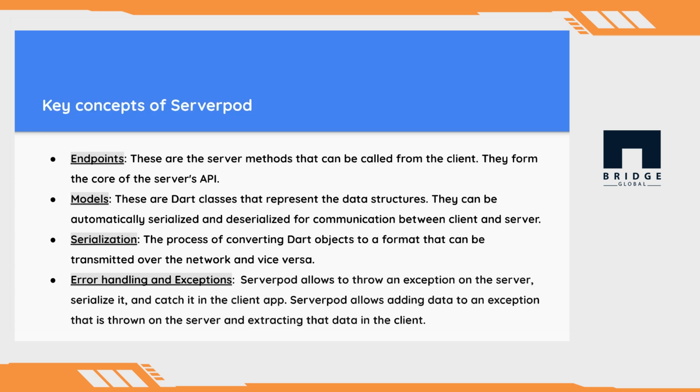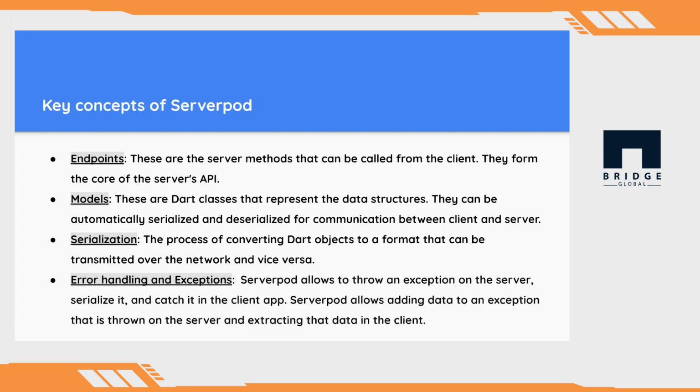And models are Dart classes that represent data structures. They can be automatically serialized and deserialized for communication between client and server. The serialization process is converting the data object to a format that can be transmitted over the network. So from the UI, we can transfer that data object as an input to the server. The data object can also be transferred as an API response to the UI. For error handling, Serverpod allows you to throw an exception on the server, serialize it, and catch it in the client app. And Serverpod allows adding data to an exception that is thrown on the server, extracting the data in the client.